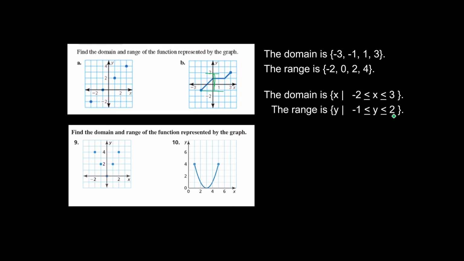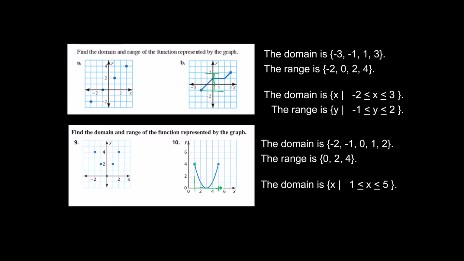I'd suggest you pause the video, take a second, think that over, and try 9 and 10 on your own. I'm going to assume you've already done that, and then I'm going to go ahead and show you the solutions to these. For number 9, we're dealing with discrete points. There's your domain and there's your range. For number 10, you're dealing with intervals of values. Notice your graph starts here at +1 on the x-axis, and it goes all the way over here to +5. So your domain is all the numbers between 1 and 5.